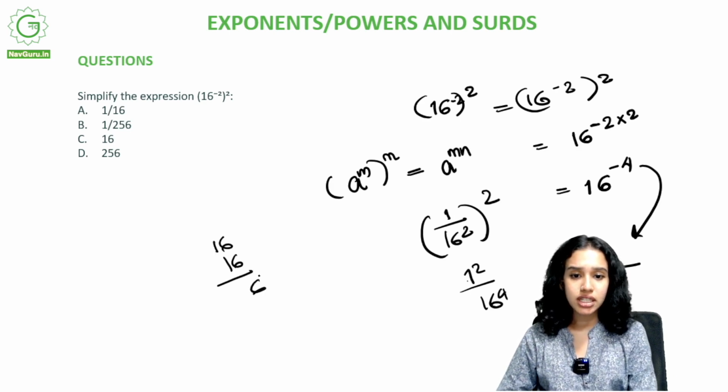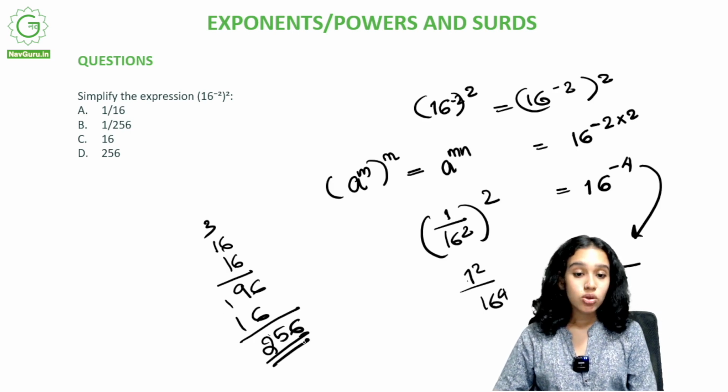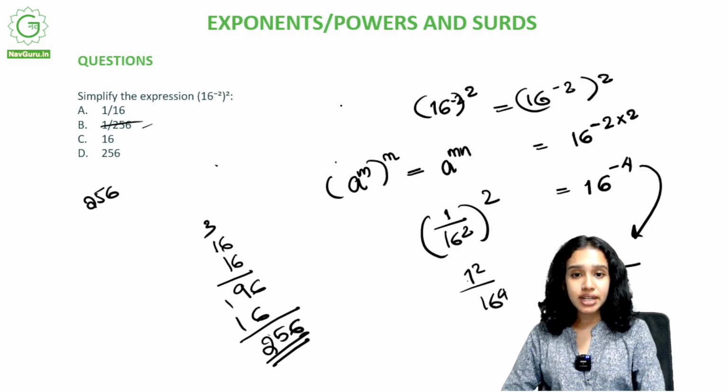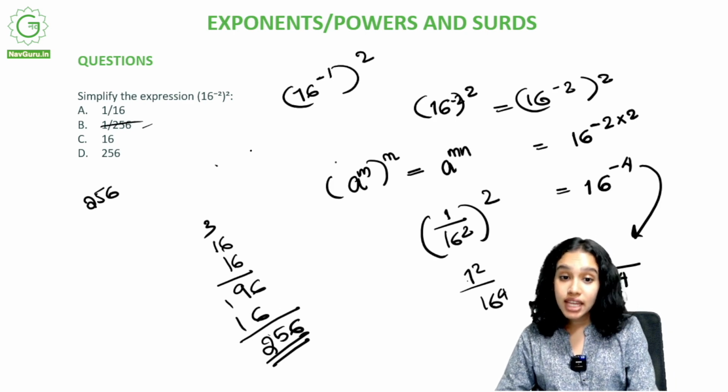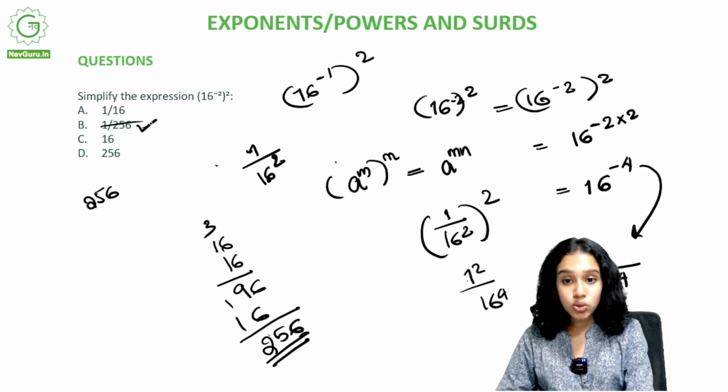16 into 16 is 256. 1 by 256. No, it's not the right answer which is given here. So basically it's again 256 into 16 into 16. So it would be a very greater number which is given here. Now if it was 16 raised to minus 1 whole raised to 2, then we could have written it as 1 by 16 raised to 2, which is 1 by 256. So we could take this value as minus 1.